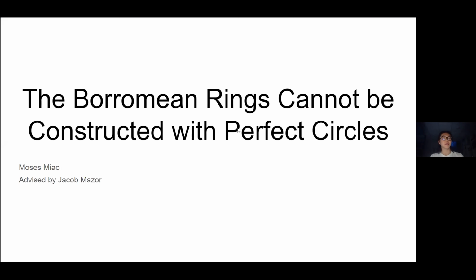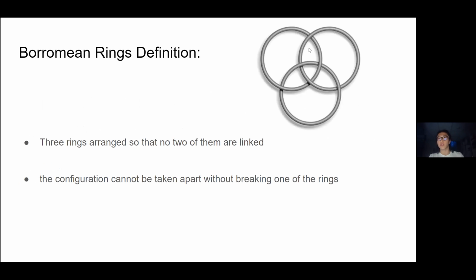Hi everyone, my name is Moses and I'm a third year math major here at Stony Brook, and my mentor is Jacob. Our topic is that the Borromean rings cannot be constructed with perfect circles. As you can see in the figure, this is an example of the Borromean rings, and the definition has two parts. The first is that the three rings are arranged so that no two of them are linked. If you pick any two circles, they're not linked. Basically, the right one is stacked on top of the left one, and it's the same with the other two combinations. No two of them are linked, but somehow the three of them are linked.